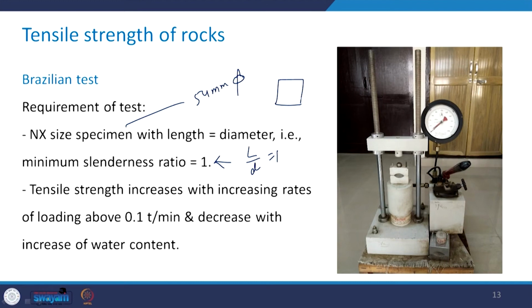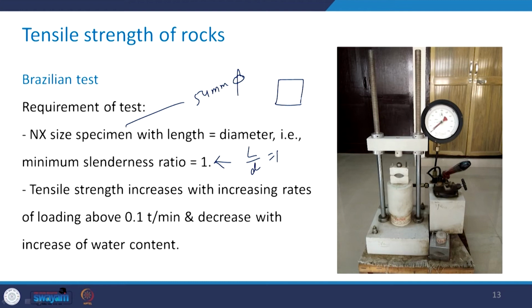The tensile strength increases with increasing rates of loading above 0.1 ton per minute, and it reduces with increase in the water content in the specimen. All these things we have discussed with respect to the compressive strength, and I have given you the idea of the reason behind such type of failure. So, the same thing is applicable here in this case.